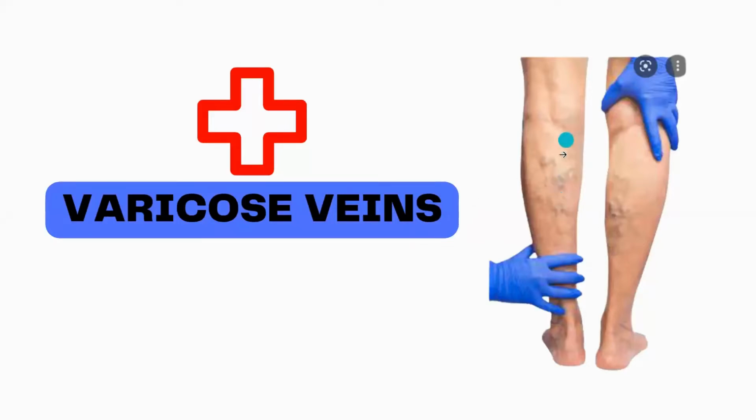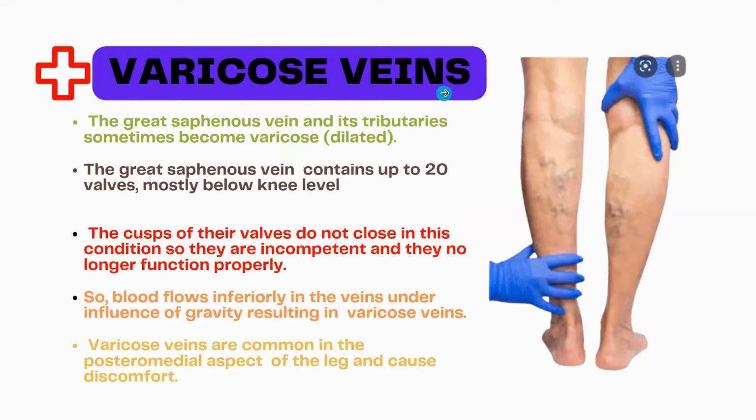Again, this is another point of clinically oriented anatomy. You can see varicose veins in this patient. So what is a varicose vein? The great saphenous vein and its tributaries sometimes become varicose. So the great saphenous vein and its tributaries sometimes become varicose or dilated.